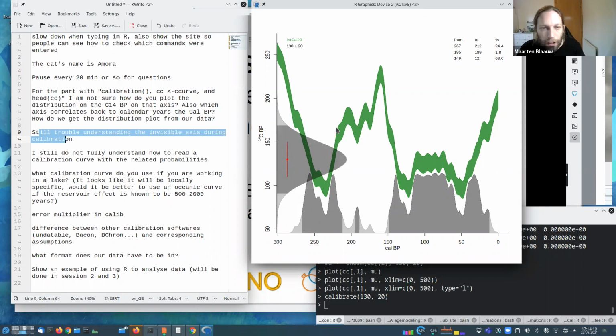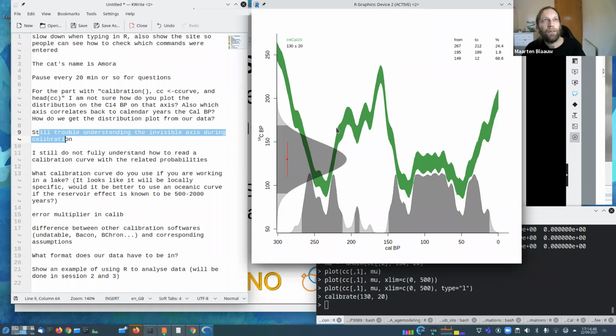Okay, there was another question about which calibration curve you use if you're working in a lake. A very good question. If you have a lake where you have an age offset of around 500 years or 1,000 years or 200 years, you would still use the terrestrial calibration curve, but you would adapt your ages. You would add a reservoir effect to your ages to take account of any age offsets.